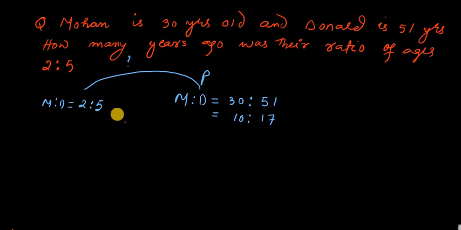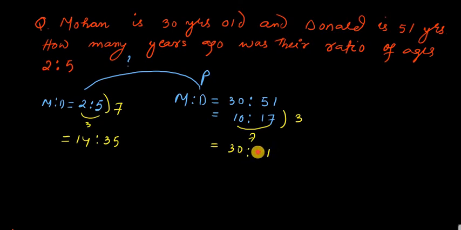The ratio we take, the gap is 7 and 3. 7 2 is 14, 7 5 is 35, so 3 10 is 30, 3 7 21. The gap is 21. So Mohan at present is 30 years and Donald is 51 years.